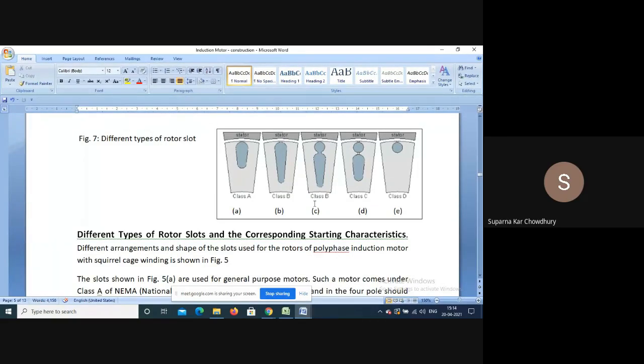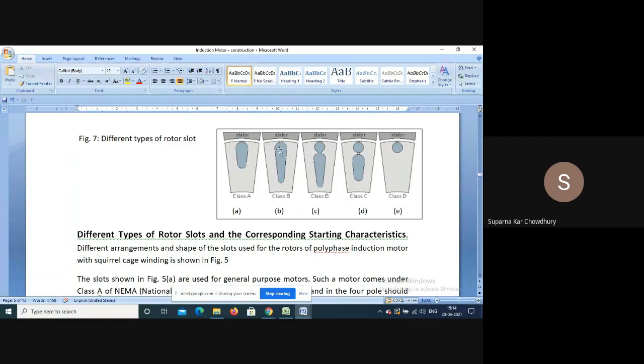However, a higher resistance during starting can be obtained by properly designing the rotor slot, and depending on that, according to NEMA, it is divided into 4 classes: class A, class B, class C, and class D. The normal design motor is a class A motor here. So we have normal starting torque around 150% of the full load torque, and maximum torque is 200% of the full load torque.